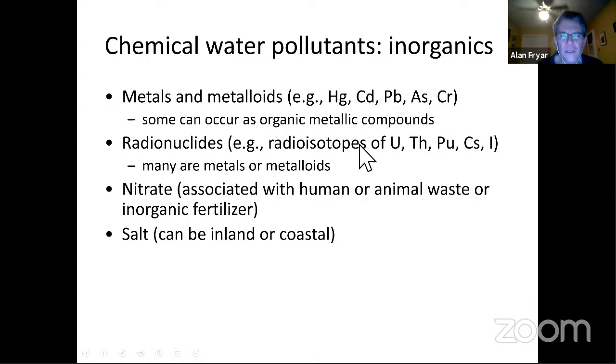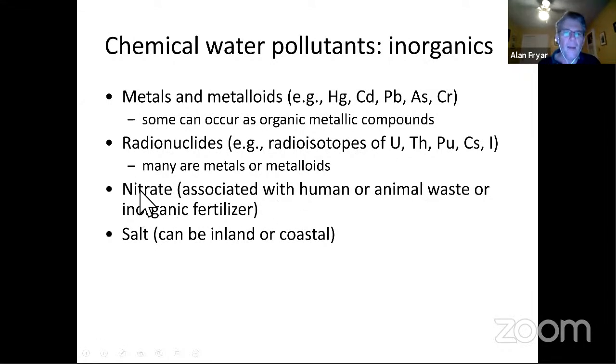There are also radionuclides. For example, radioisotopes of uranium, thorium, plutonium, cesium, and iodine. There is naturally occurring radioactivity, but obviously human activities have contributed to radionuclide contamination as well. These first four are all metals. They're cationic. Iodine occurs as an anion. Some of these have multiple different radioisotopes, for example, uranium and thorium, and I think plutonium. Also, different radioisotopes can emit different types of radiation, alpha, beta, or gamma, which can have different human health impacts.